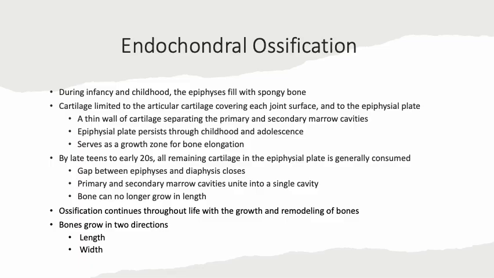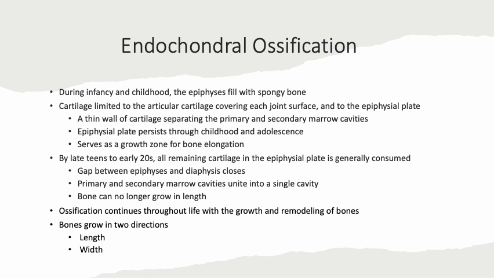So in endochondral ossification, when you are a child or a baby, the epiphysis fills with spongy bone. The cartilage is limited to the articular cartilage that covers each joint surface and to the epiphyseal plate, or the growth plate. So a thin wall of cartilage is going to separate the two cavities, and the epiphyseal plate persists all the way until adolescence or the end of puberty, and this is the growth zone for bone elongation. So bone is going to grow inside that plate, pushing the ends of the bone further apart.